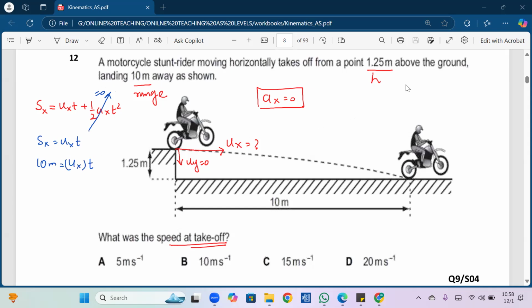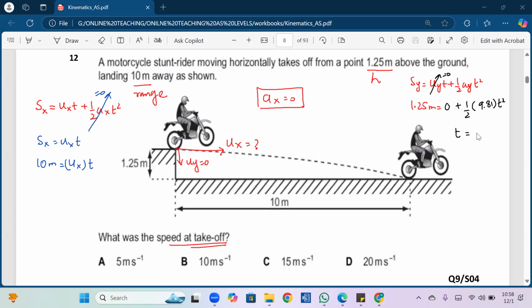Now I can find this by using the relation sy is equal to uyt plus half ayt squared. Why am I taking ay? Because it's the vertical one. So what is the vertical displacement? It is 1.25 meters. What is the vertical initial velocity? It was taken as zero because when we projected the object, it was going horizontally, not vertically. So zero, 1 by 2, and for acceleration we will take 9.81 in this case.